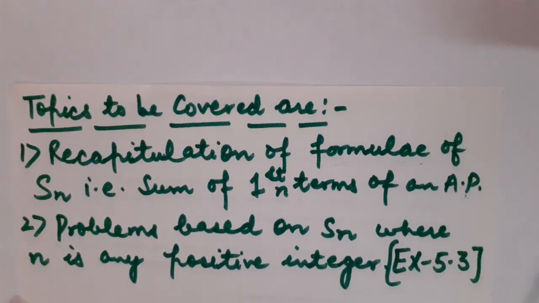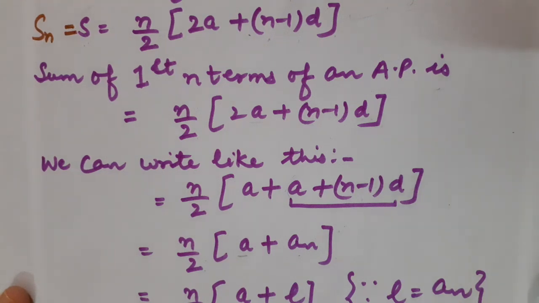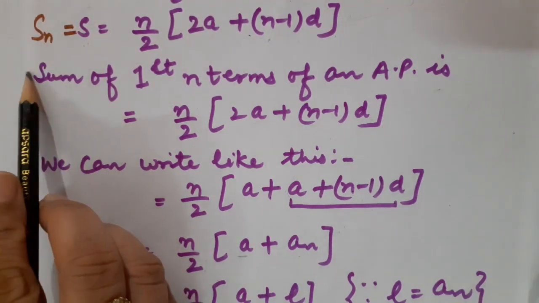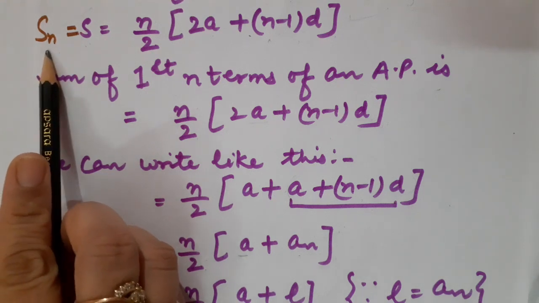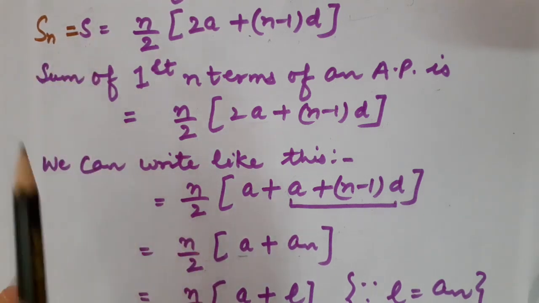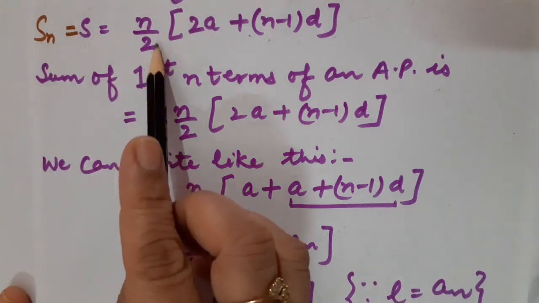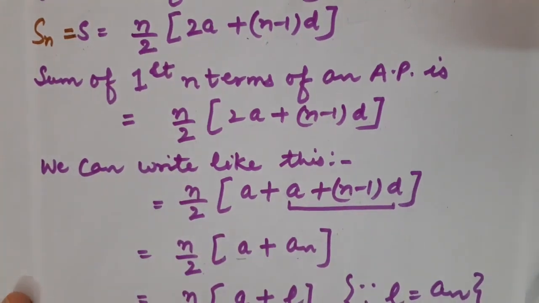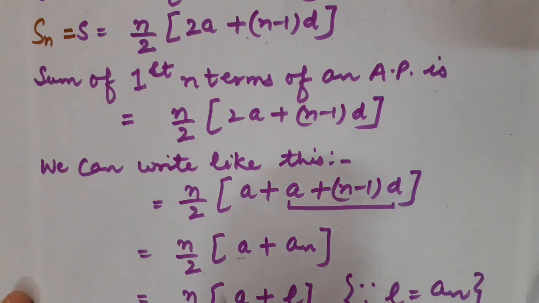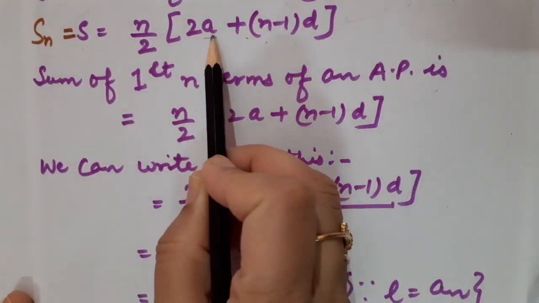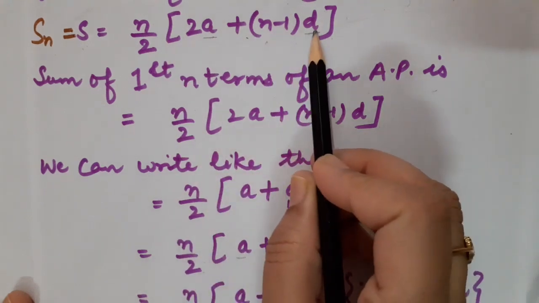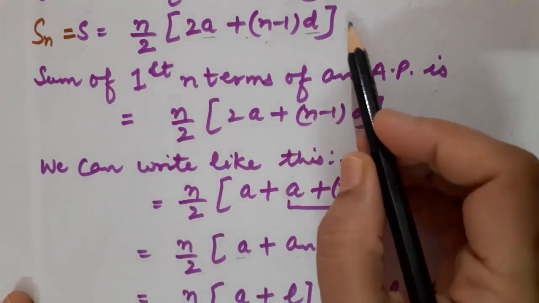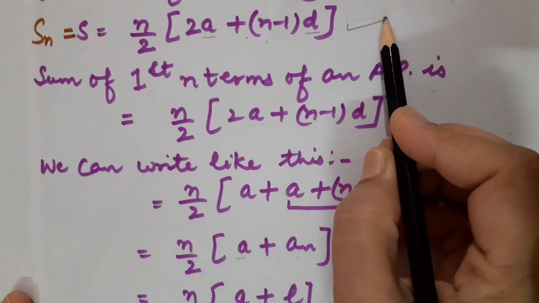Correct, students? So children, through derivation, I made you learn this formula that Sn, which is known as sum of first n terms of AP, can be written as Sn is equal to n by 2 into 2a plus n minus 1 into d. Here children, a is the very first term of AP, n is the number of terms, and d is the common difference. Correct, student? So this was the very first formula which we derived.